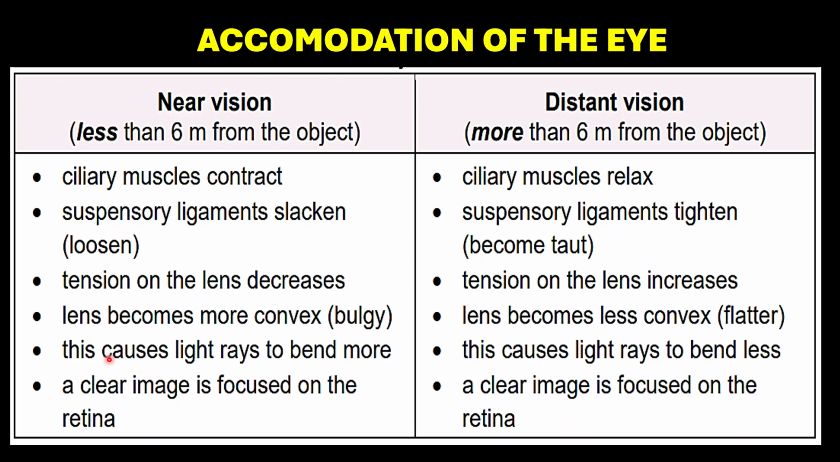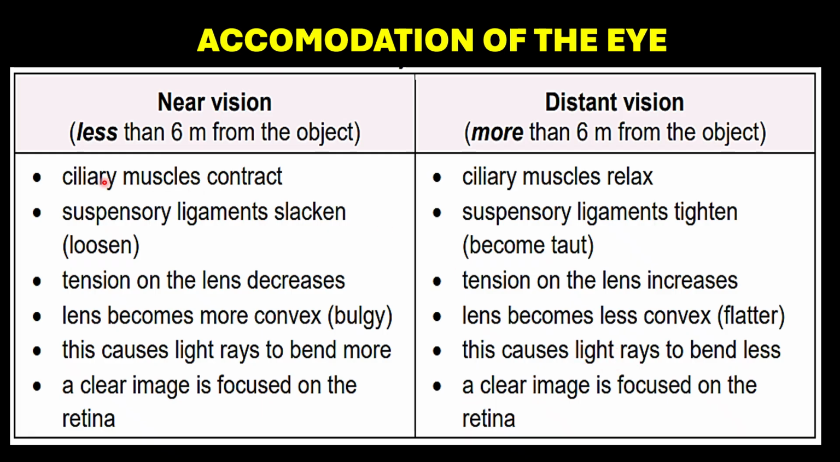And then this causes light rays to bend more. Light rays will keep on bending under each circumstance, but here the light rays will bend more, and over here light rays will bend less. And then what do we have? A clear image is focused on the retina, and the same thing applies here. A clear image is focused on the retina. So there are some few things that, when you pay attention to, you will get marks, like the last point and the last point. But you have to take note that whatever will happen here depends on what will happen here.